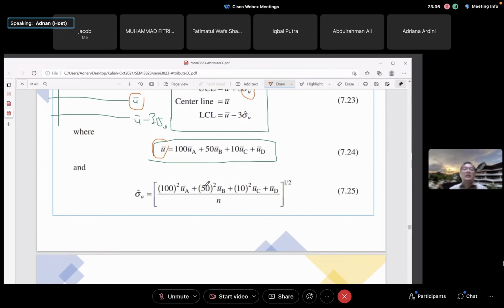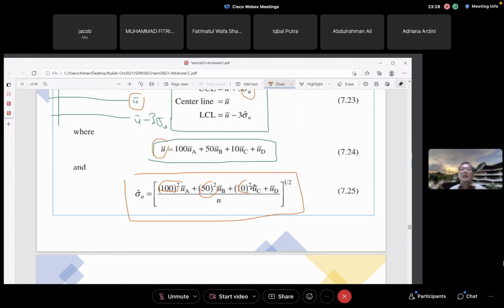Okay, so the sigma here is given by this formula, which is a square root of, again, the weightage. For sigma, the weightage is squared, so we have to square the weightage. All the weightages are squared. Some systems have three weightages, using only three.